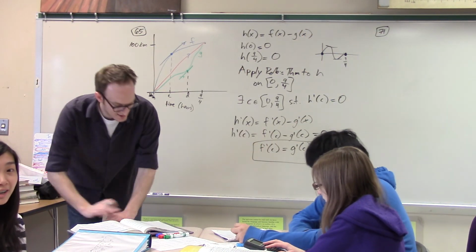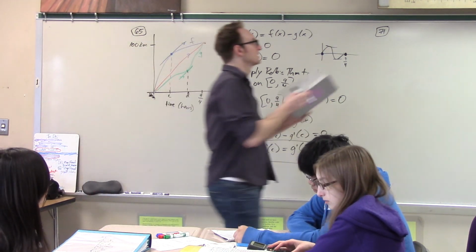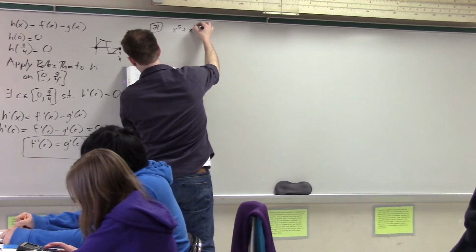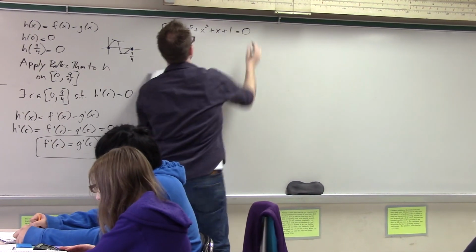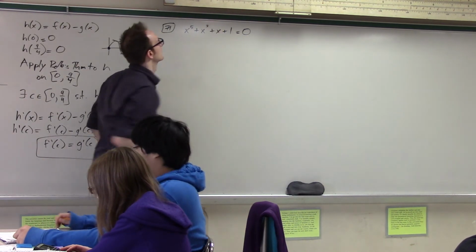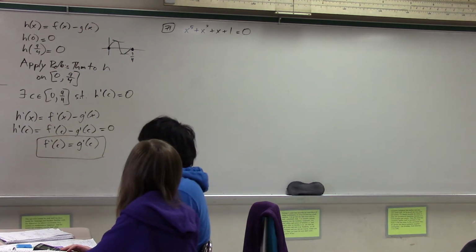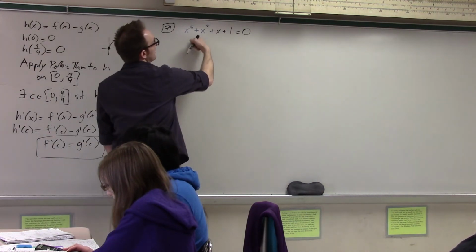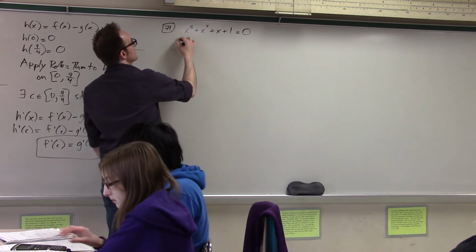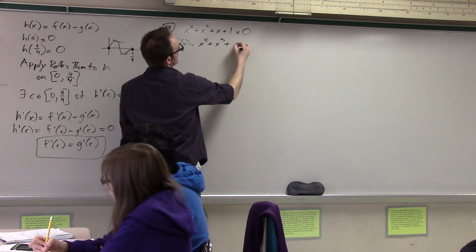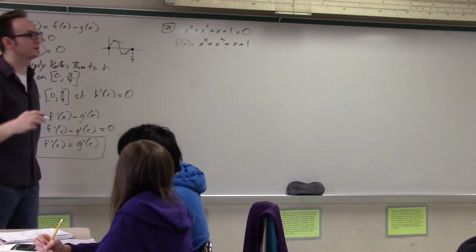This is almost exactly like what we did in class. It was x to the 5th plus x cubed plus x plus 1 equals 0. Use the intermediate value theorem and Rolle's theorem to prove that the equation has exactly one real solution. So this is exactly like what we did in class, right? Show that this has exactly one solution. Well, showing that it has exactly one solution is really like two things. It's showing that it has a solution and then showing that it has only one.